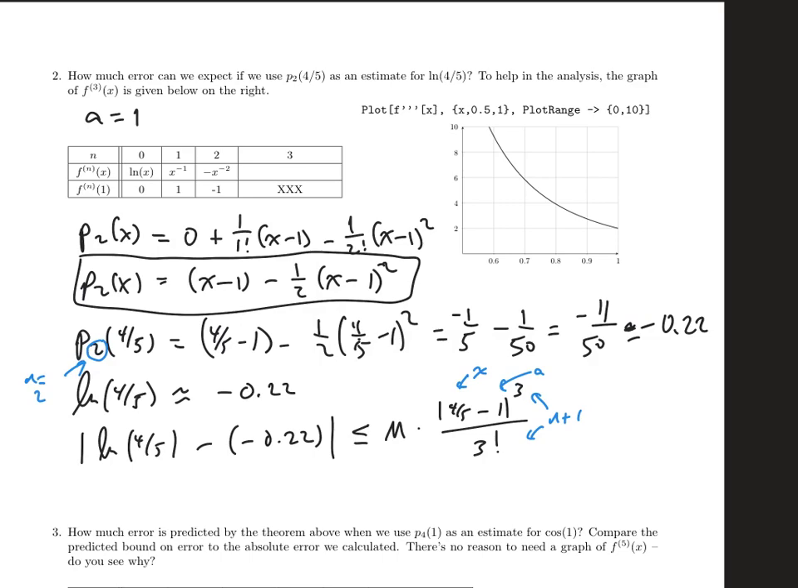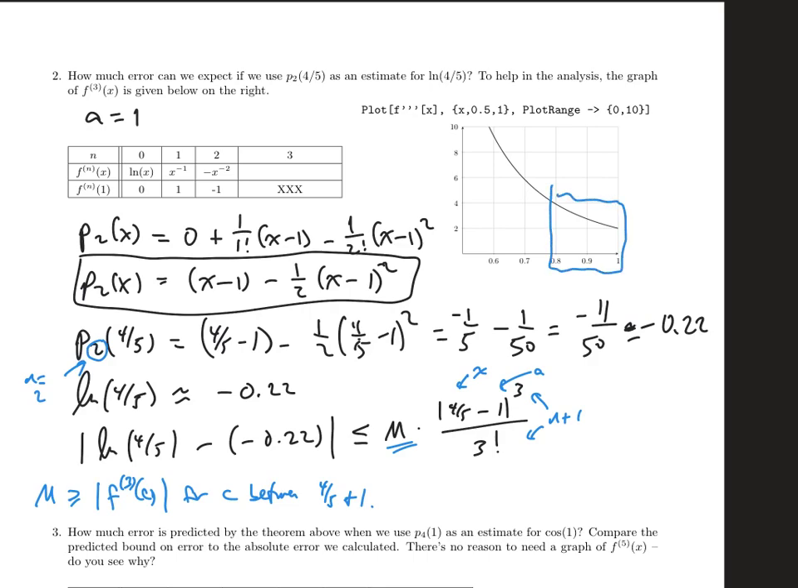And so I need to know what is the m. So m needs to be at least as big as the absolute value of the third derivative ever gets for values of c between 4/5 and 1. In other words, between where we're making the approximation and where the center of the approximation is. So I can go look at my graph. My center of my graph is at 1. I'm making the approximation at 0.8. So all I care about is this part of the graph.